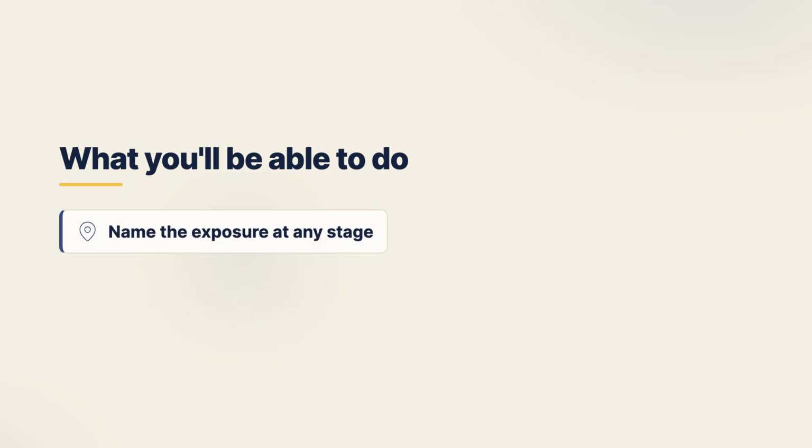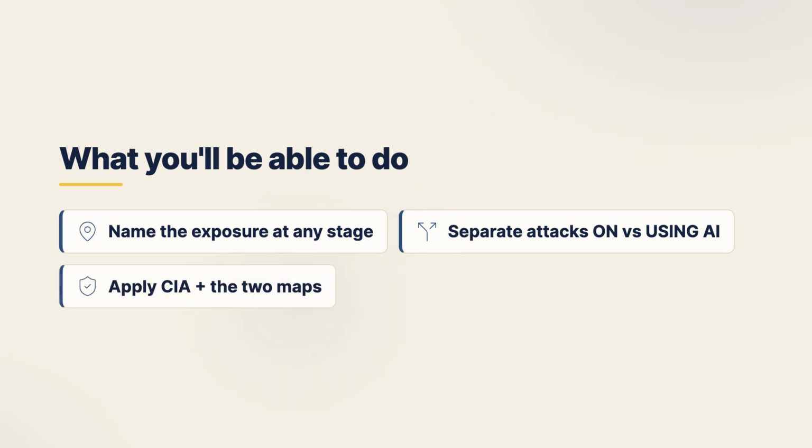First, point at any stage of an AI system and say what new exposure it adds. Second, separate attacks on AI from attacks that use AI. That split organizes the rest of the series. And third, apply the CIA triad to a model and name the two maps we'll reach for again and again.